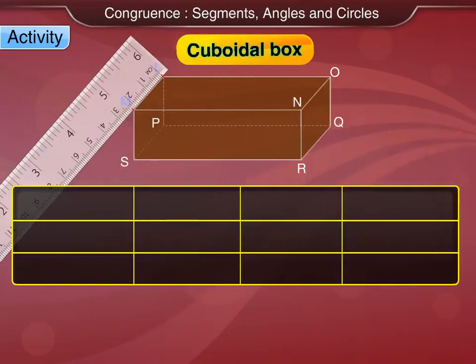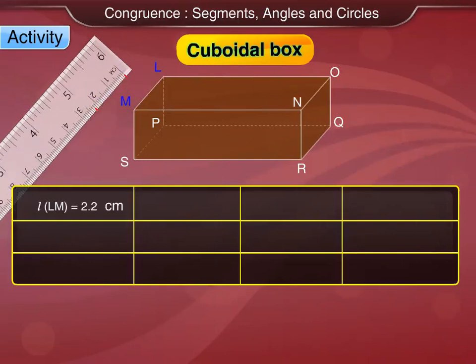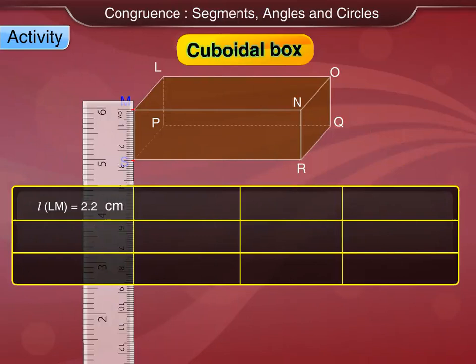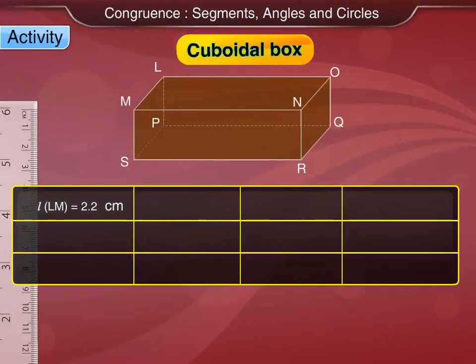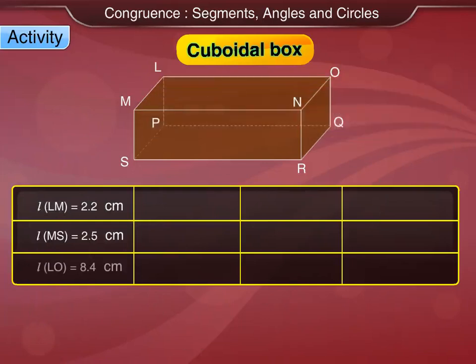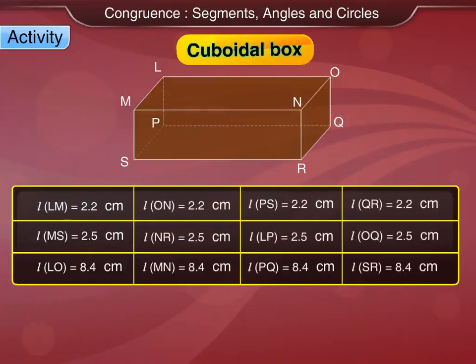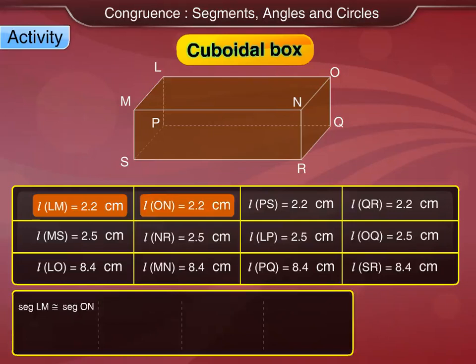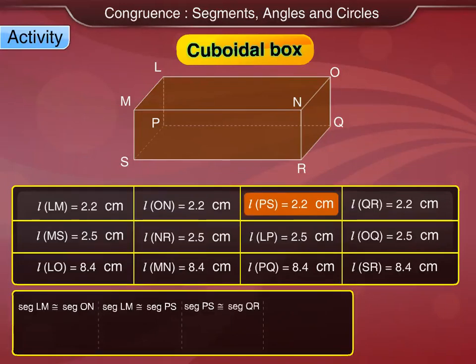LM is congruent to ON. LM is congruent to PS. PS is congruent to QR, and QR is congruent to ON. Hence, LM is congruent to ON, congruent to PS, congruent to QR. Similarly, LP is congruent to MS, MS is congruent to NR, NR is congruent to OQ, and OQ is congruent to LP. Hence, LP is congruent to MS, congruent to NR, congruent to OQ.